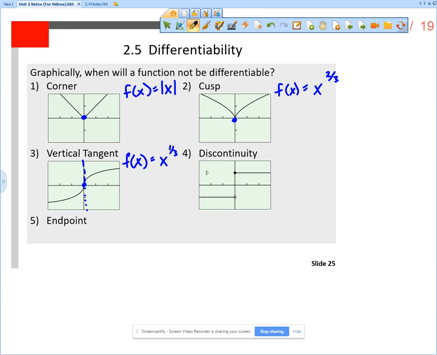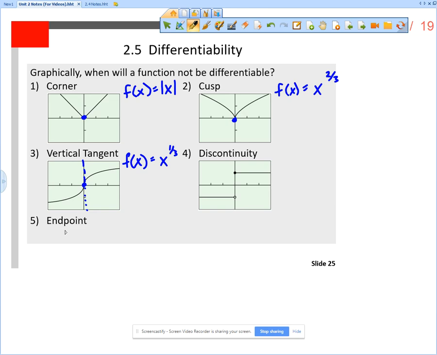Number 4, this one's really easy. Any discontinuity. This one happens to be a jump discontinuity, but if it were an infinite discontinuity or oscillating discontinuity or removable discontinuity, all of those are situations where the function will not be differentiable. So remember, like I said a moment ago, the first thing we consider when we're considering differentiability is continuity.